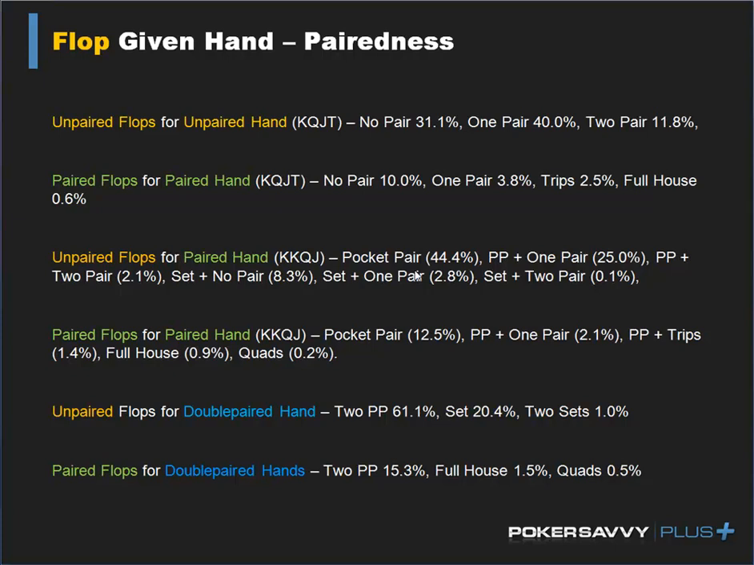Interesting information, I guess. And similarly, we've got the same breakdown on paired flops for paired hands. The double paired hands are obviously really easy to understand. You either flop a set or you don't. Sometimes you flop two sets, and on a paired flop, you either flop a boat or you flop quads, or sometimes you flop two overpairs, or two underpairs, or one of each, depending on, obviously, ace, ace, 2-2 is always flopping one overpair and one underpair. All right, so that's flops given hand, and we've got one more set of data to look at.